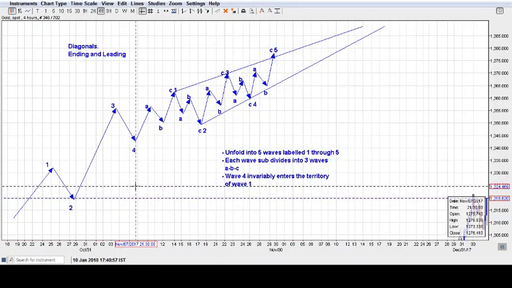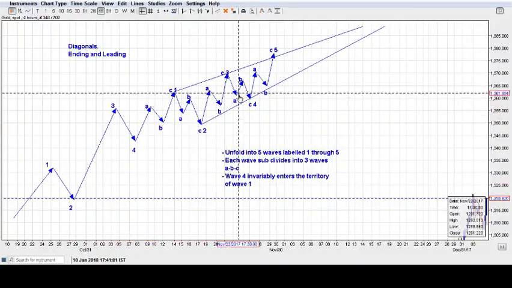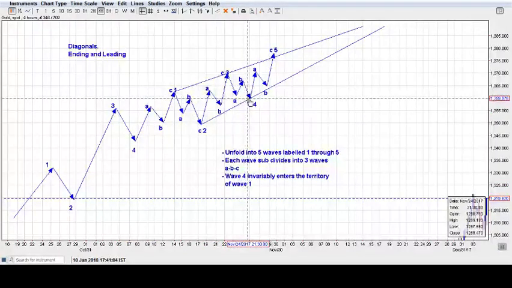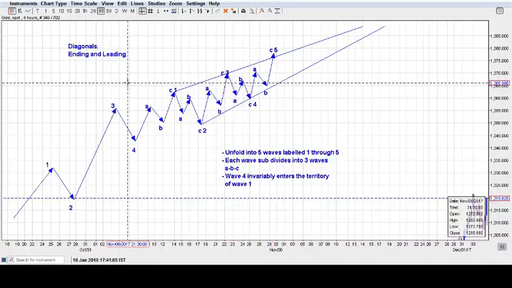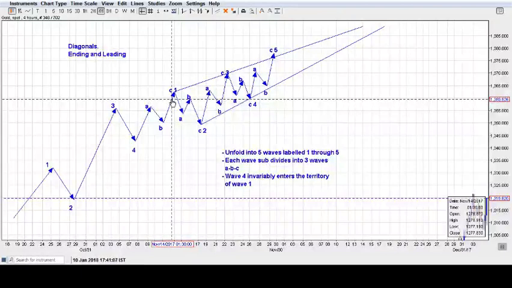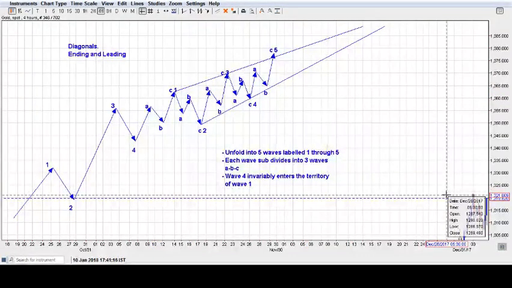And the third distinguishing character of an ending diagonal is that you can see that wave 4 here, the termination point of wave 4, has pierced the territory of wave 1. Alright, so that brings us to the concluding part of the ending diagonal.